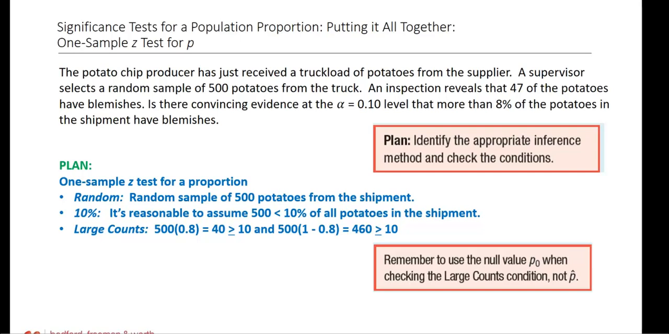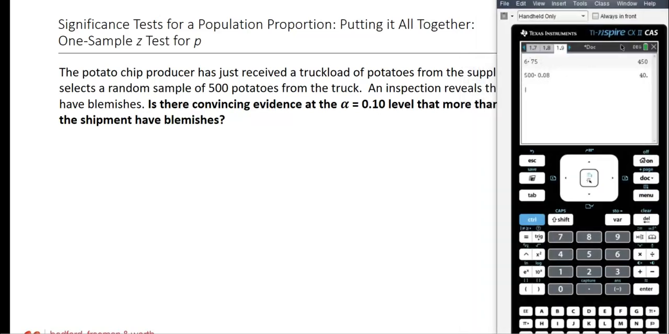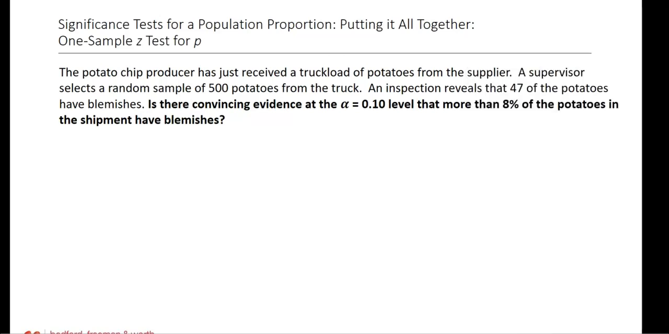Yeah, the big key there is we don't use the p hat there. For a test, we use p. For proportions, we use p hat. Is there convincing evidence? So we might have some evidence. What is the evidence we have? I'm curious. So 47 divided by 500. Okay, so 9.4%. So we have some evidence, but is there convincing evidence?